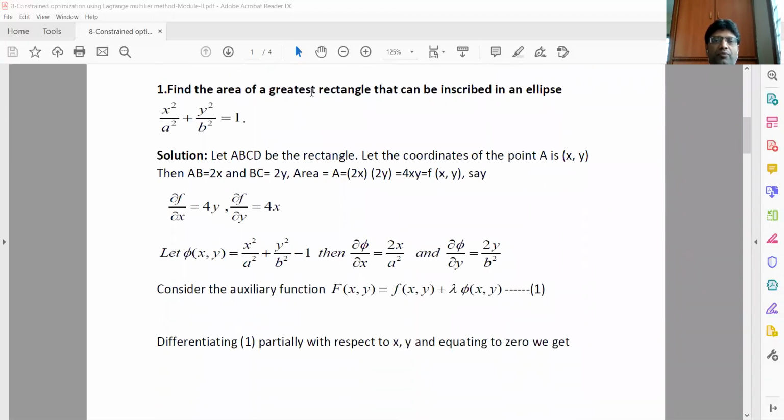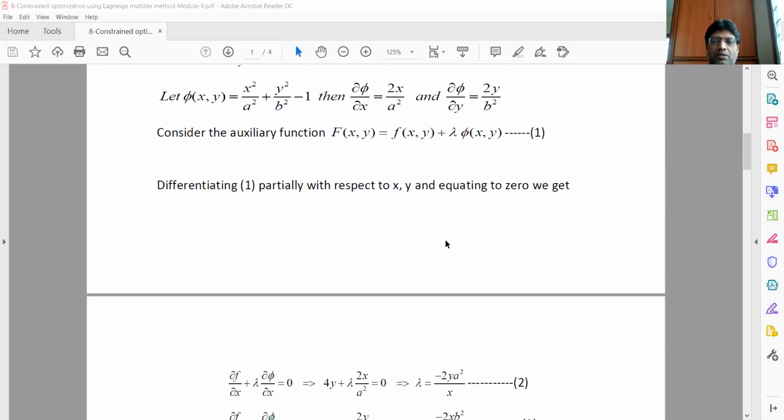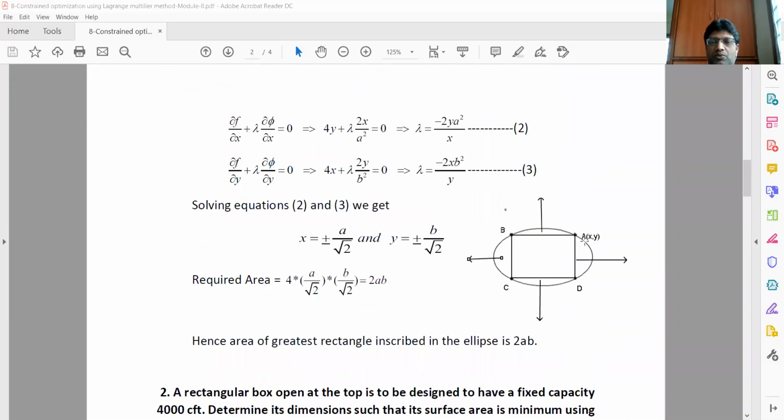Find the area of the greatest rectangle that can be inscribed in an ellipse x square by a square plus y square by b square equals 1. He is asking what is the maximum area of a rectangle that you can inscribe in an ellipse. If you look at this picture, this is the ellipse, and what is the maximum area of a rectangle that you can put inside this ellipse.